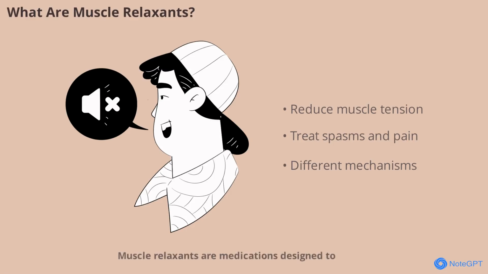Muscle relaxants are medications designed to reduce muscle tension and alleviate pain. They are often prescribed for conditions like low back pain, muscle spasms, and certain neurological disorders. However, the term muscle relaxant actually covers a wide range of drugs that work in different ways. Some act on the central nervous system while others target the muscles directly. Understanding these differences is key to using them effectively and safely. Let's look at the main categories and why they matter in clinical practice.